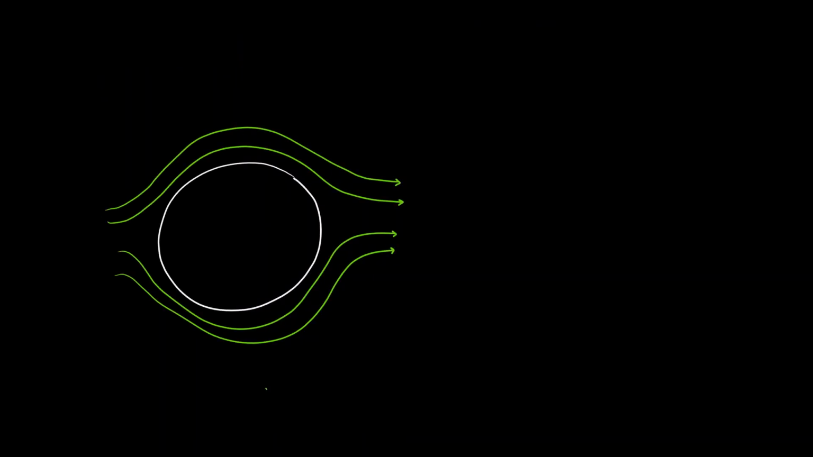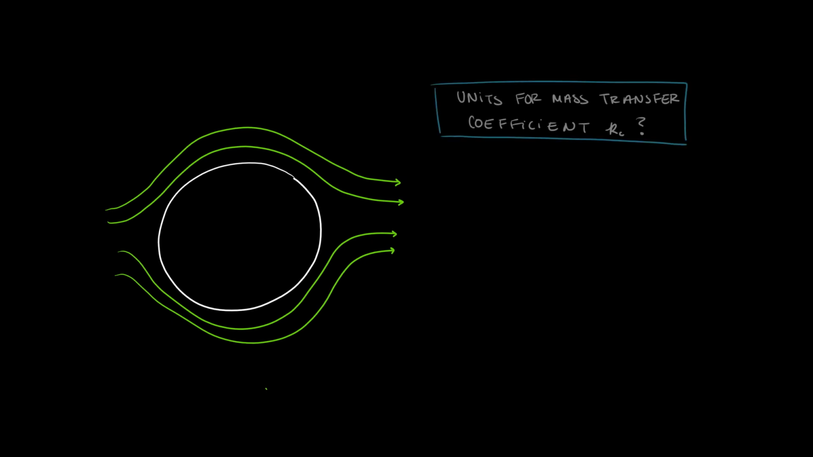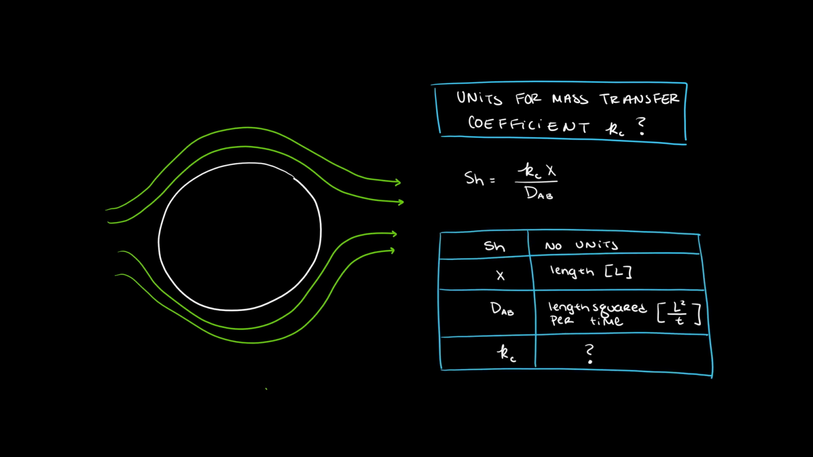Once you are aware of the different methods to solve for the mass transfer coefficient, solving problems that deal with convective mass transfer becomes much simpler. Now that we are familiar with multiple formulas to solve for the mass transfer coefficient, can you figure out what the units are? Here's a hint. Use the formula for the Sherwood number.